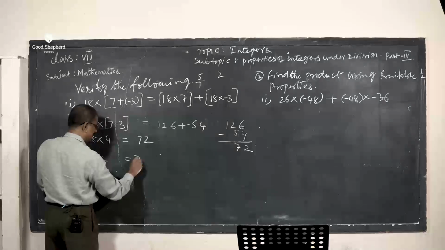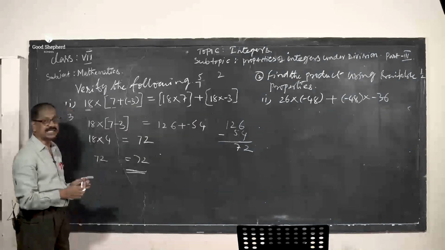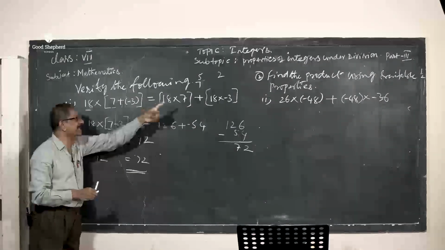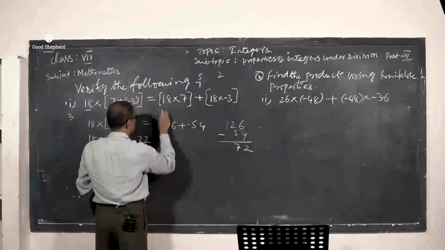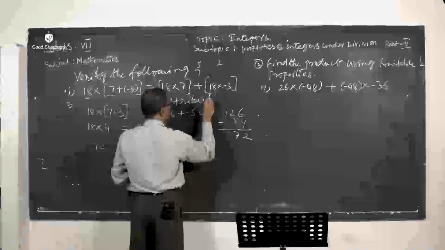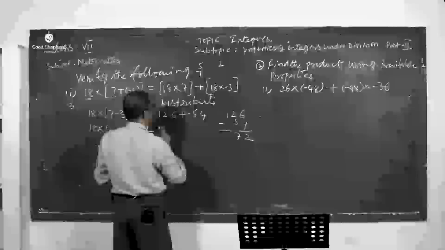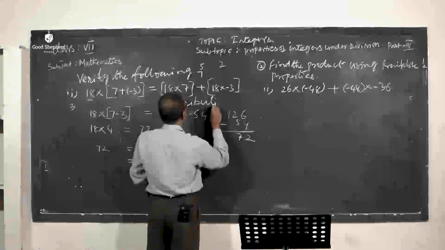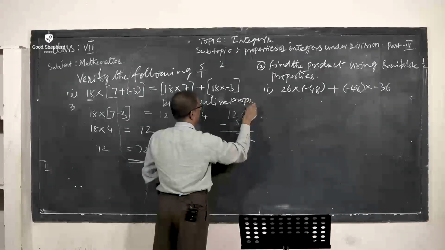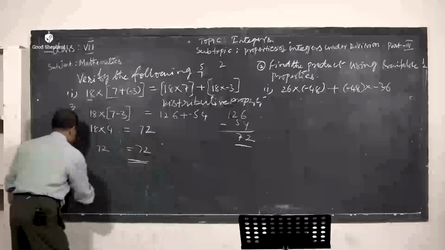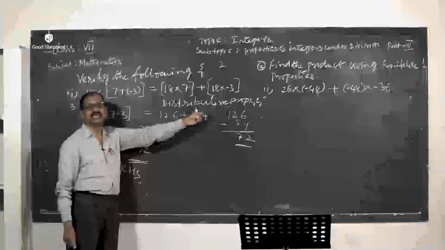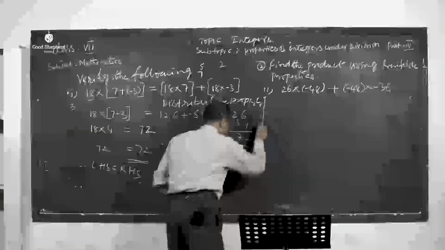Now both we got the same. What type of property is it? This 18 I am multiplying with a 7, again 18 multiplying with a minus 3. So what property are we using? This is the distributive property. You are using the distributive property. Therefore, here LHS is equal to RHS. Now, I simplified by using the distributive property. The second question we will see that.